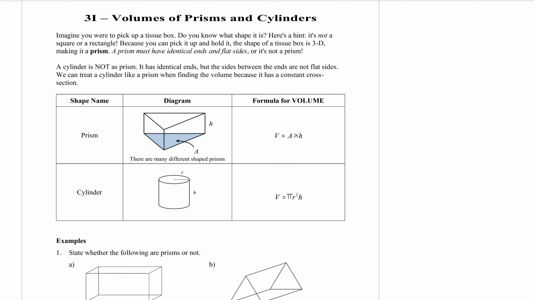Last lesson we were looking at cubes and rectangular prisms, finding volumes and converting them into capacities. Today we want to focus on some other types of prisms and also cylinders.